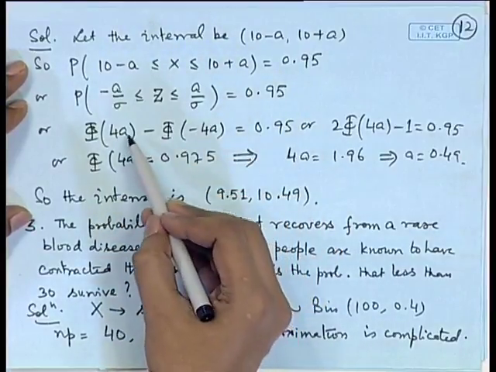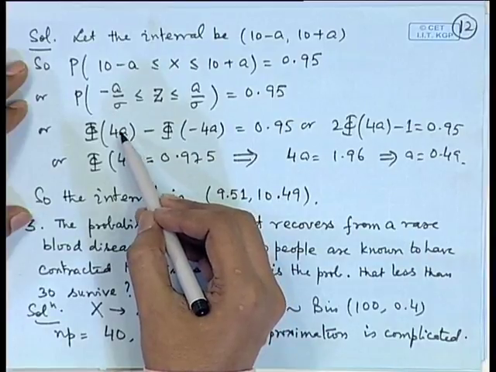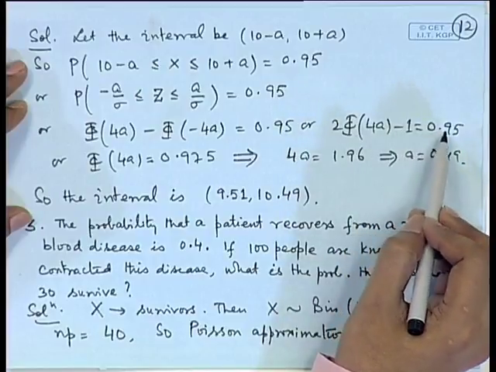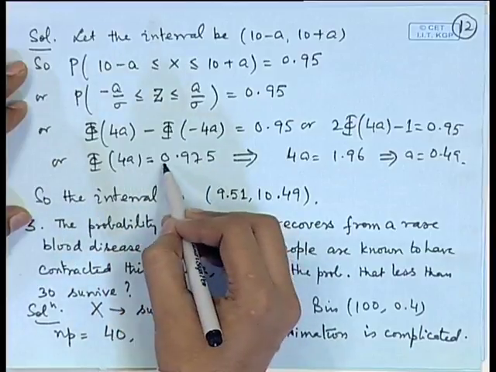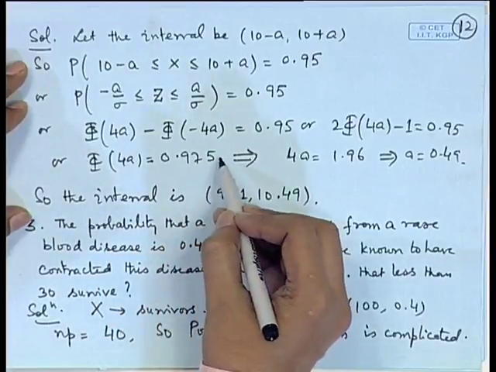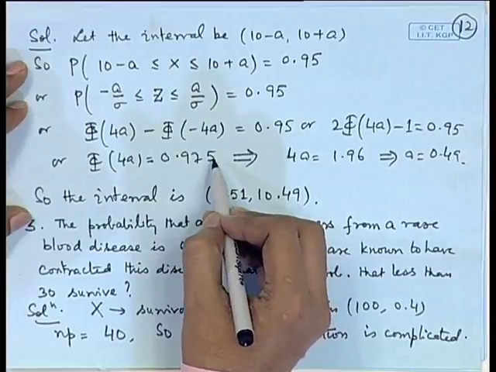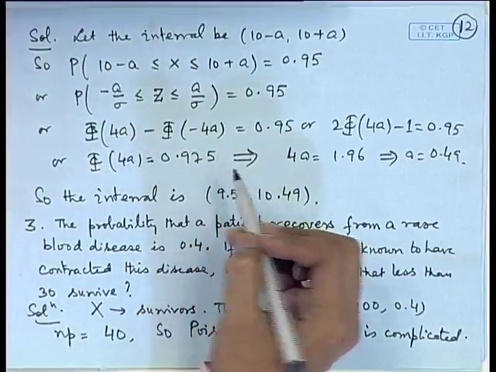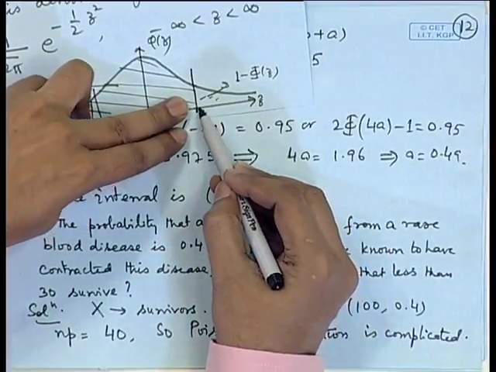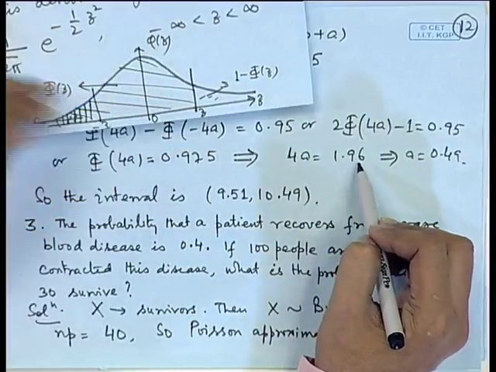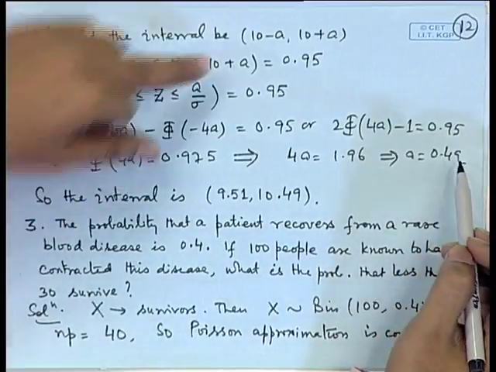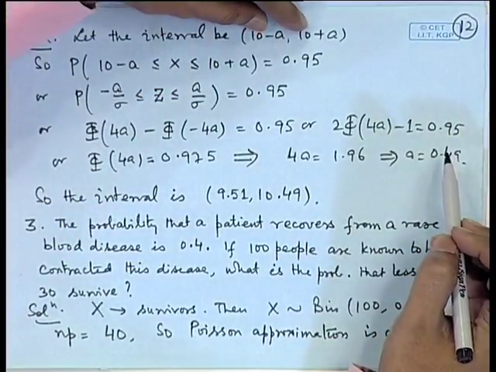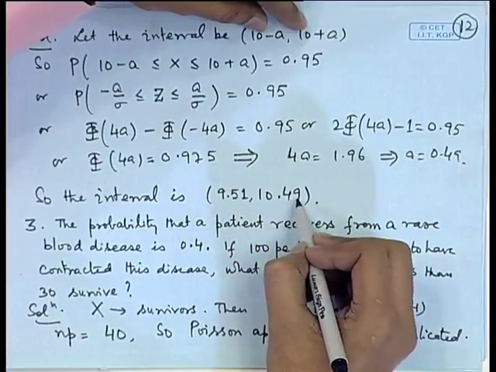Once again we utilize the relation between capital phi of x and capital phi of minus x. So, this becomes twice phi of 4a minus 1 is equal to 0.95, and this gives us phi of 4a is equal to 0.975. From the tables of the normal distribution we can see that the point up to which the probability is 0.975 is 1.96. So, after evaluation a becomes 0.49, and therefore the interval 10 minus a to 10 plus a reduces to 9.51 to 10.49.